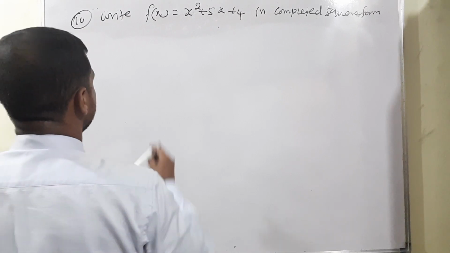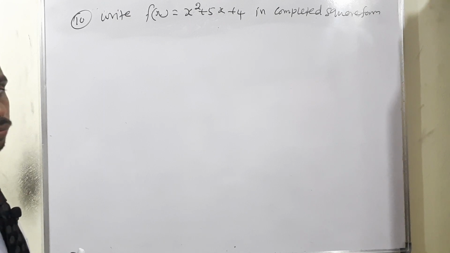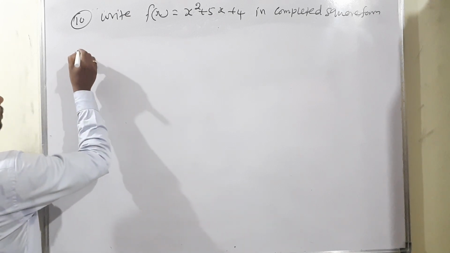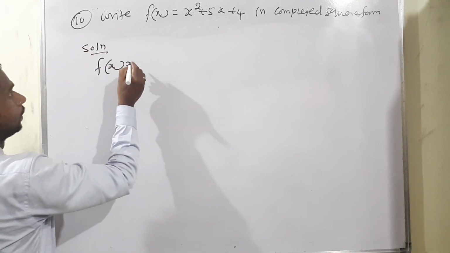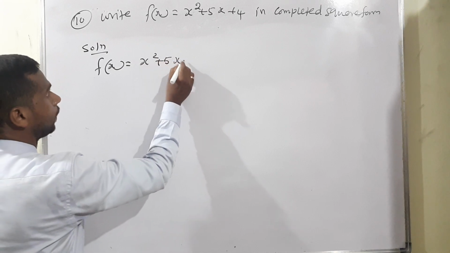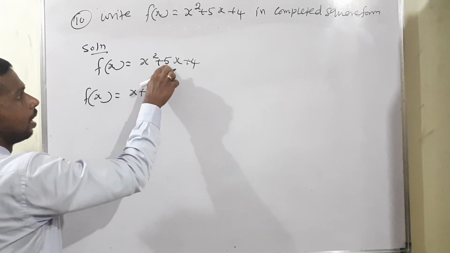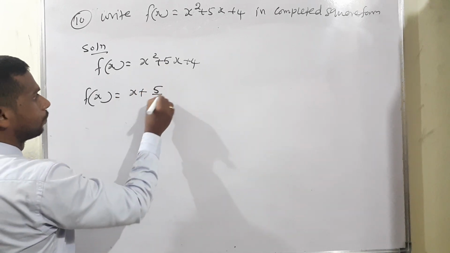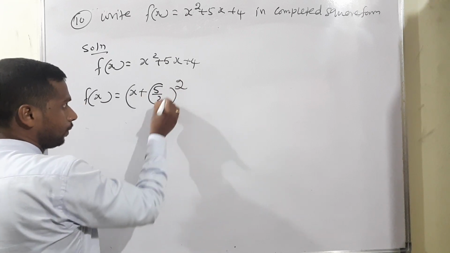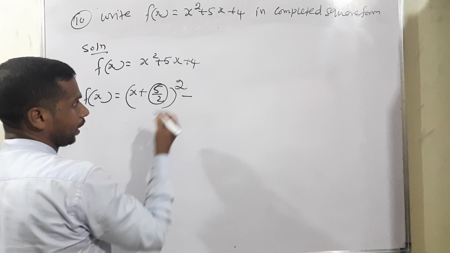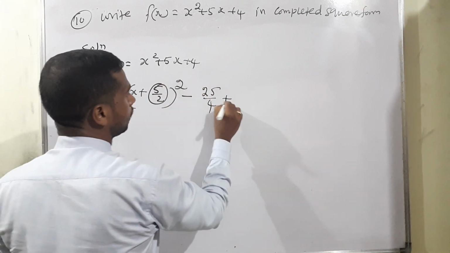Question number 10. Write f of x is equal to x square plus 5x plus 4 in completed square form. So very shortcut method is there. Solution. The condition f of x is equal to x square plus 5x plus 4. Again, f of x is equal to x plus half of 5. Half of 5 means we can write now 5 by 2 the whole square. Then again the half of the 2, once again we have to square with the negative sign. 5 by 2 the whole square means we can say now 25 by 4. Remaining plus 4 is there.